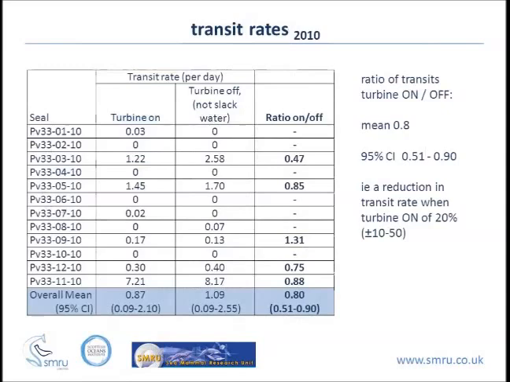We now wanted to look at how the rate at which individual seals transited past the turbine varied with the operation of the turbine. So we used data from 2010 and looked at the ratio of transit rate when the turbine was on relative to when it was off. And you can see here that only a handful of seals actually transited past the turbine enough times to make this comparison. But those that did, all bar one of the seals actually transited slightly less when the turbine was on relative to when it was off. Overall, there was a mean reduction in transit rate when the turbine was on of 20%, with confidence interval between 0.5 and 0.9 of a ratio.